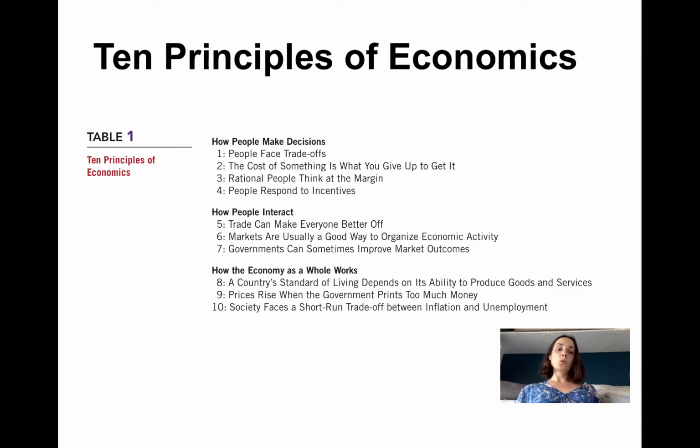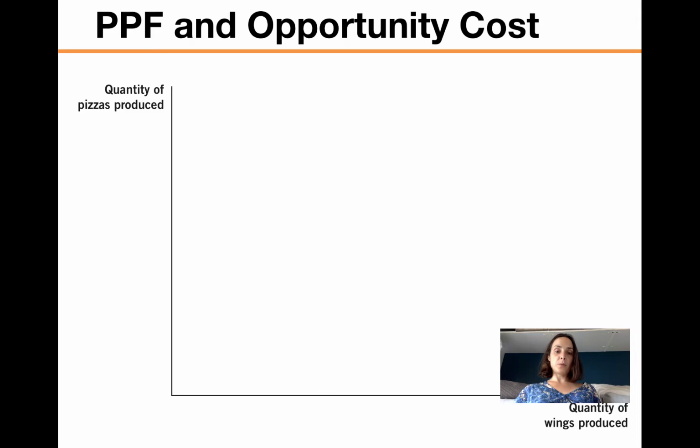So what we're gonna do in this part of the class is look at the PPF one more time with a little bit more detail and consistency. So let's look at that, and then after we look at the PPF, we're going to discuss the other 6 principles. So the PPF here in this case, we're looking at 2 goods that can be produced, pizza and wings.